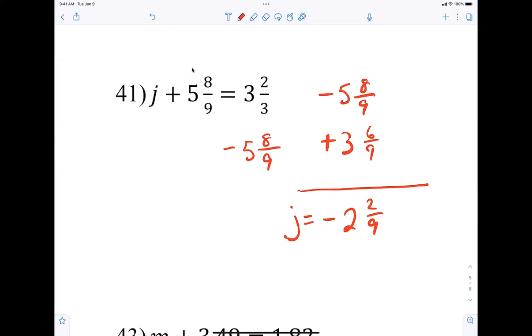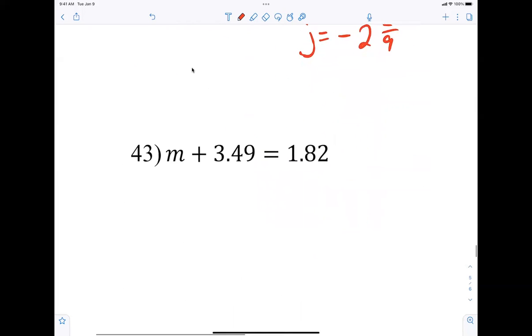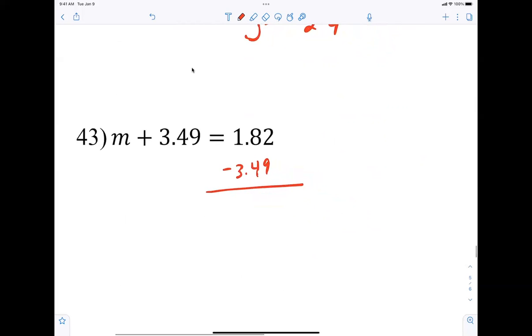All right, Oliver. M plus 3.49. So what do I do? Subtract. Yes. Subtract 3.49. So which one goes on the top and which one goes on the bottom? Negative 3.49. Yes. Thank you, Oliver. This is how we communicate to each other. All right, now what? 22 on the bottom. Add or subtract? That's right. 2 is 7.